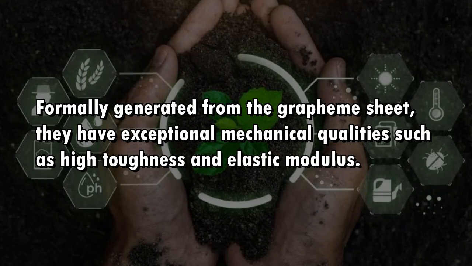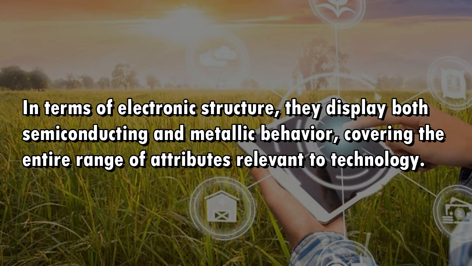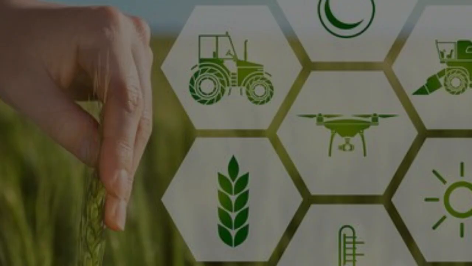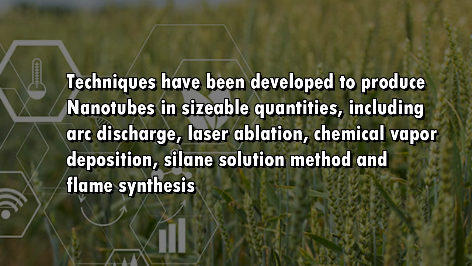Formally generated from the graphene sheet, they have exceptional mechanical qualities such as high toughness and elastic modulus. In terms of electronic structure, they display both semiconducting and metallic behavior, covering the entire range of attributes relevant to technology. There are two types of nanotubes, single-walled and multi-walled. Techniques have been developed to produce nanotubes in sizable quantities, including arc discharge, laser ablation, chemical vapor deposition, silane solution method and flame synthesis method.